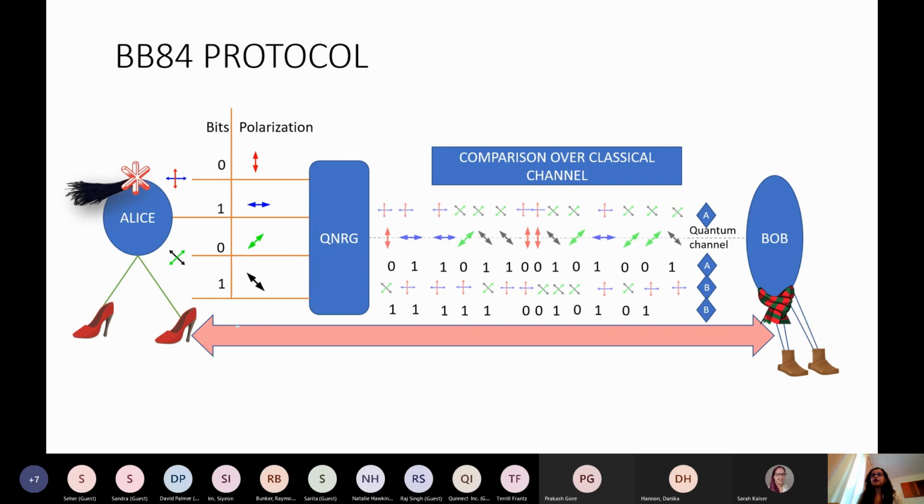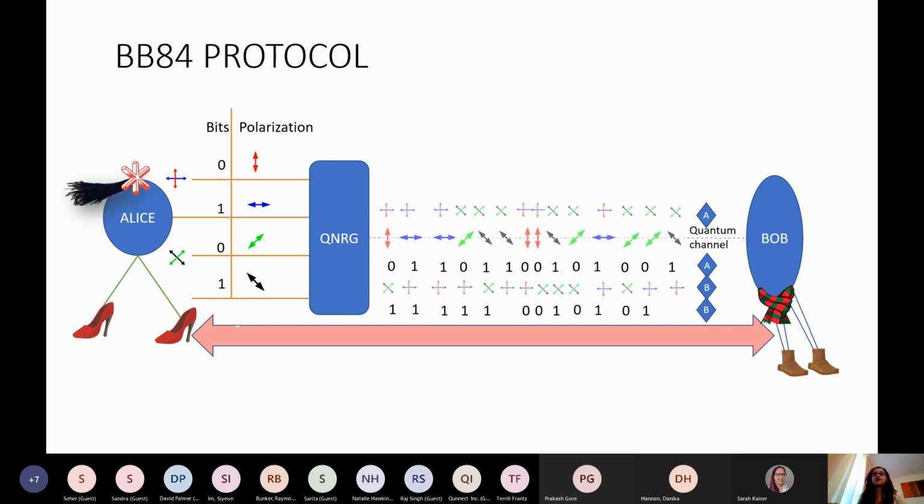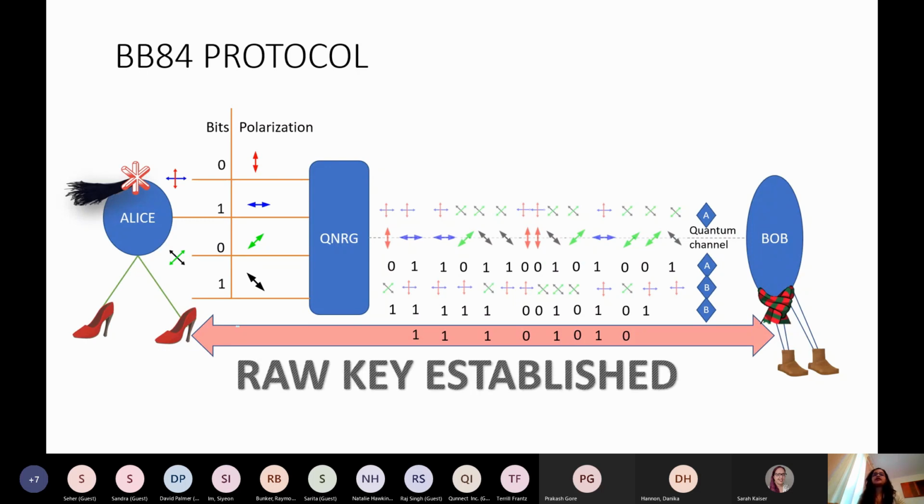After that, Alice and Bob will need to do some other kind of post-processing over a classical channel. They don't need to send any more photons down, and they can do it over an RF channel, some other communication, where they try to figure out whether Eve has actually gotten any important information or not. And after that, they establish a raw key, right?